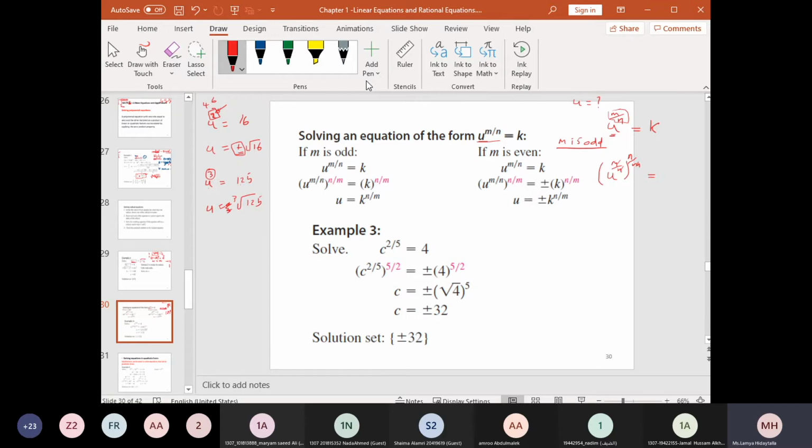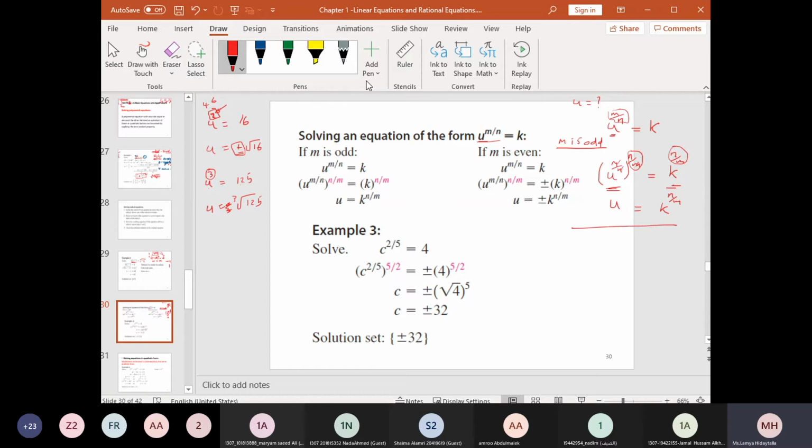So this is equal to k to the power what? N over m. What we do for the left hand side, we have to do it here. I raised it to n over m, so I have to raise it here to the power n over m. So that is going to be the solution. So immediately u is equal to k to the power n over m.